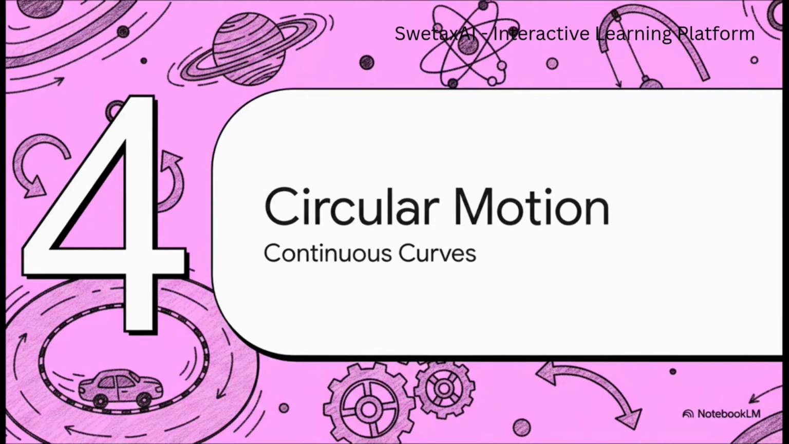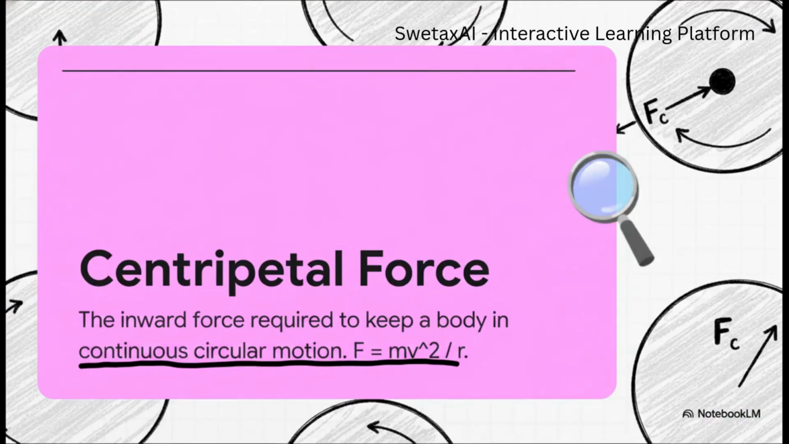Section 4. Uniform circular motion. Continuous curves. So when a body moves in a circular path with a constant speed, its velocity is actually changing continuously. Wait, why? Because its direction is changing at every single point along that circle. So the crucial point we need to understand is this. A change in velocity means there must be an acceleration, right? And therefore, there must be a force.